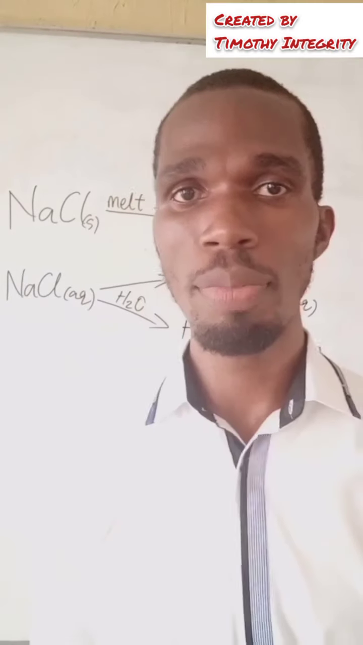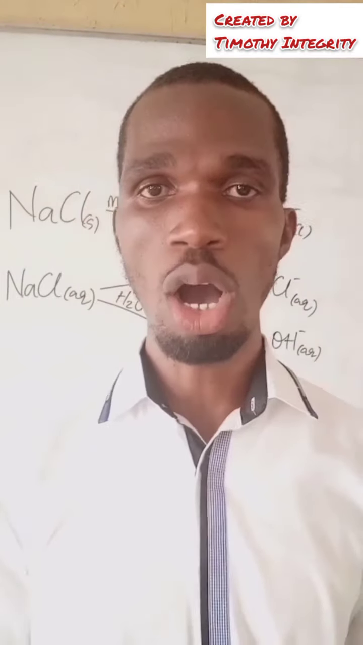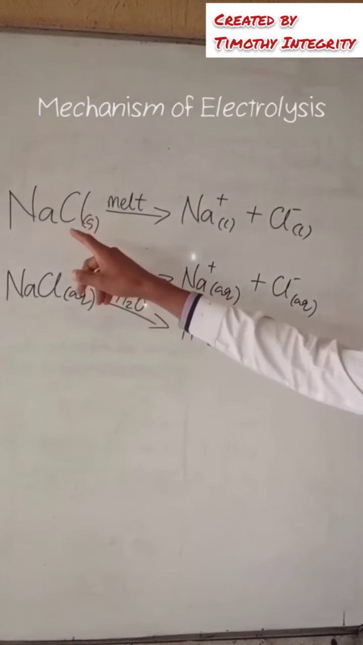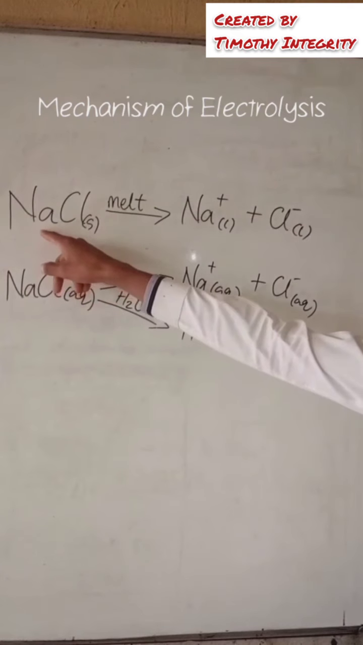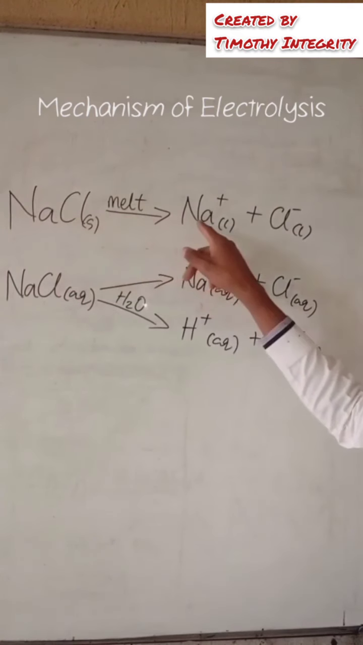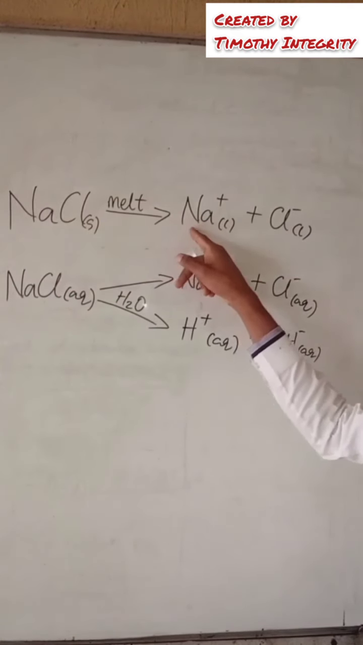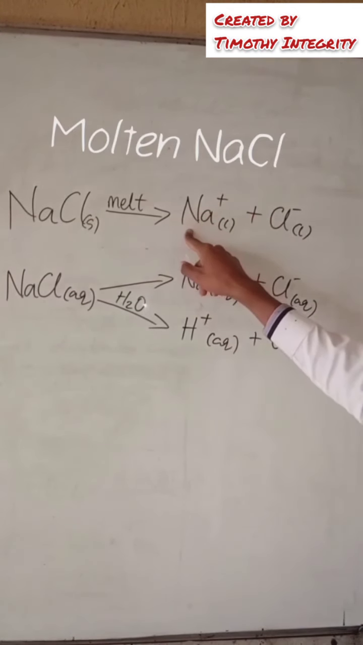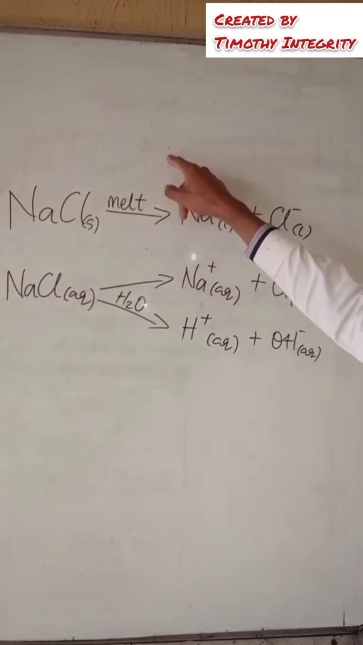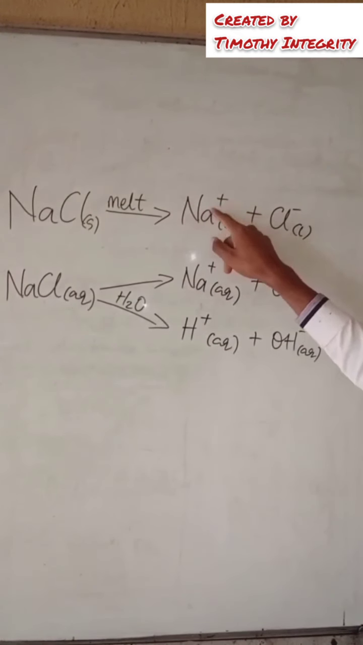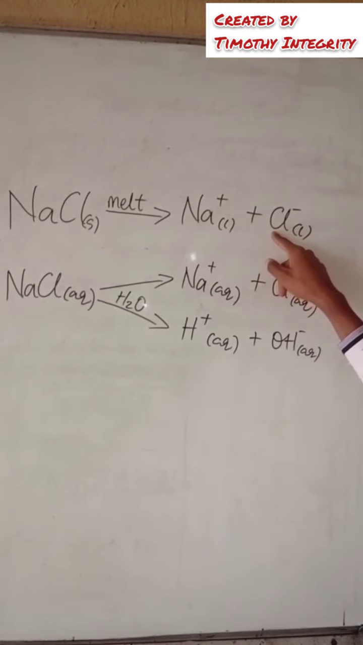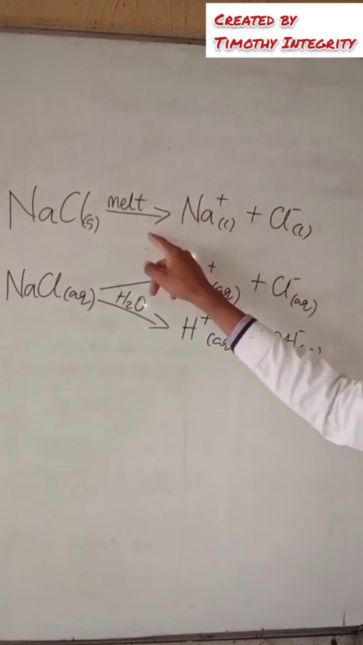Let's now consider the mechanism of electrolysis of sodium chloride. Let's check here on the board. We see sodium chloride when it is molten; this is the solid state. On melting it, you have sodium ion and chloride ion. So it follows that sodium ion would migrate to the cathode, being the positively charged ion, and will get discharged there. And chloride ion will migrate to the anode, being the negatively charged ion, and will get discharged there.